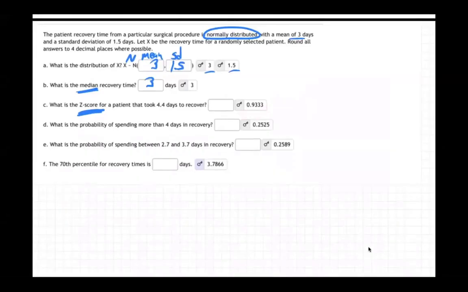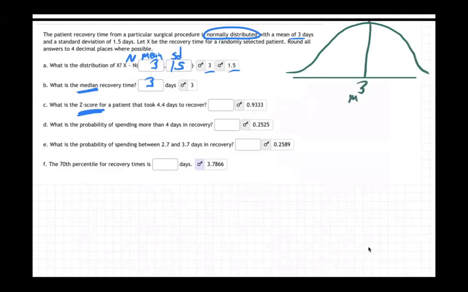That's good. Now, what's the probability of spending more than 4 days? So if you're a person who goes to this surgery, what's the chance you're going to spend more than 4 days? Well, for these kind, if you look at the notes, you always got to draw a little bell curve, put the mean in the middle. What's the mean? The average person spends 3 days to recover. Okay, more than 4 days. So 4 would be right here. 4 days, and more is that way. If they said less, it would be to the left, wouldn't it? But more is certainly to the right, isn't it?